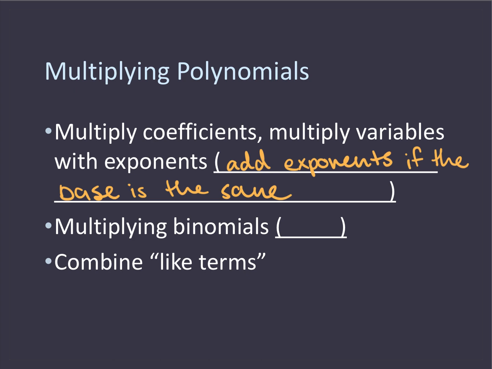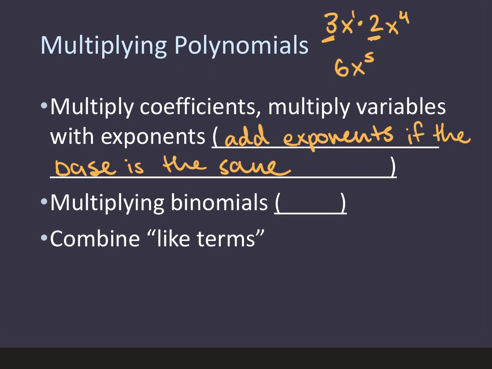So an example of that would be like if I had 3x times 2x to the fourth power. I multiply the coefficients together, so 3 times 2 would be 6, and then I add the exponent. So this would be x to the first power, 1 plus 4 is 5, so x to the fifth power. So that would be how I multiply them.